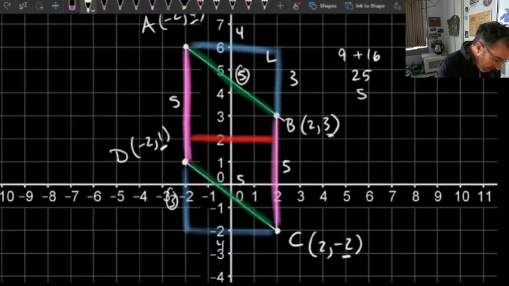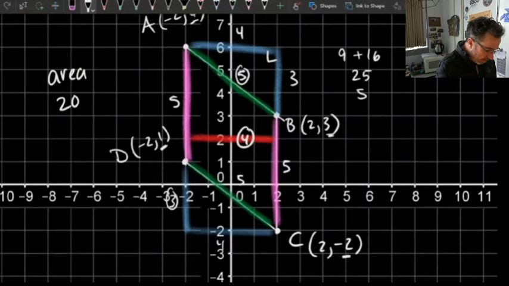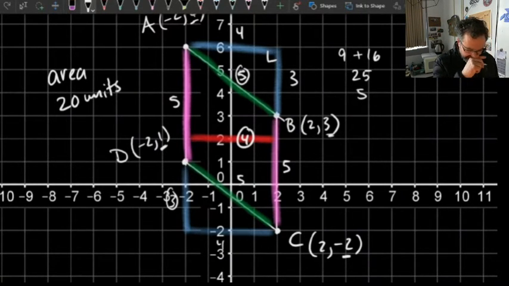This is 4, the red unit, it's 4 units long, and the one that's pink is 5. Oh, that's interesting. I've got that the area is 20 also, but this time they're square units, right? There's 20 of these little squares inside of here.